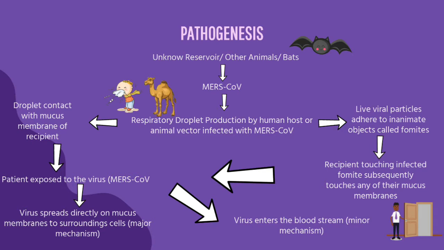MERS-CoV is transmitted from dromedary camels to humans through respiratory aerosols and some other unknown mechanism. The virus is then transmitted among the human population through respiratory routes. This leads to patients being exposed to the virus itself, or live viral particles adhere to inanimate objects called fomites. A recipient touching an infected fomite who subsequently touches any of their mucous membranes risks exposure to the virus. The virus then spreads directly in mucous membranes through surrounding cells, which is the major mechanism, or the virus enters the bloodstream.